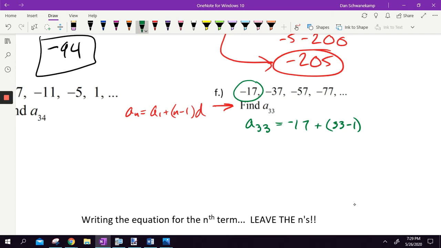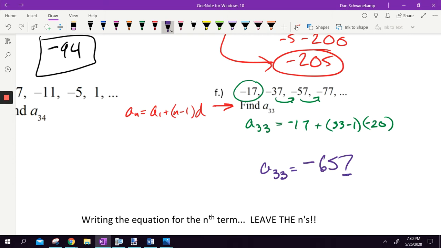My d, what's happening each time? What's the difference? Well, I'm subtracting 20 each time, so I'm going to multiply by negative 20. Make sure you're multiplying there and not subtracting 20. You're multiplying by your d, so it's times. So I'm just going to type that into my calculator. Negative 17 plus 32 times negative 20. I get negative 657. That is what the 33rd term is.